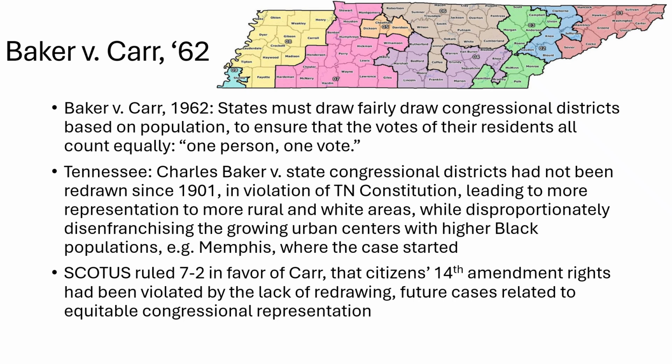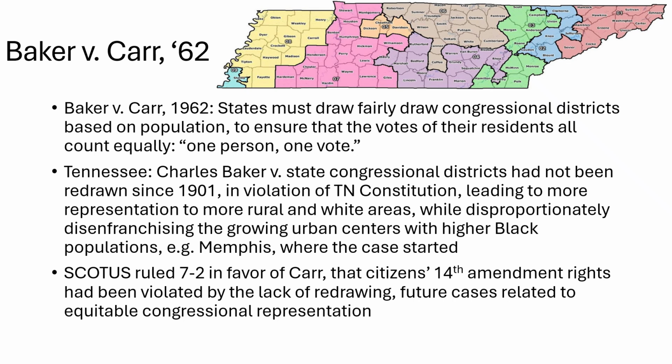For background, it starts in Tennessee. Charles Baker and plaintiffs in cities like Memphis, urban centers in Tennessee, argued that the state's congressional districts had not been redrawn since 1901. It had been over half a century since they were redrawn. This was a violation of the Tennessee Constitution.